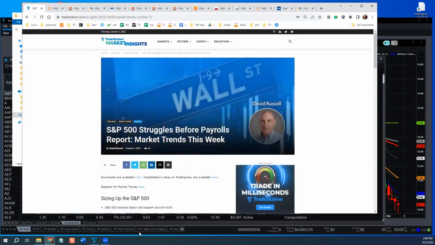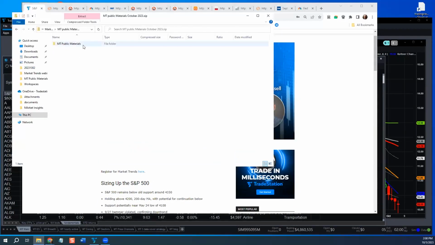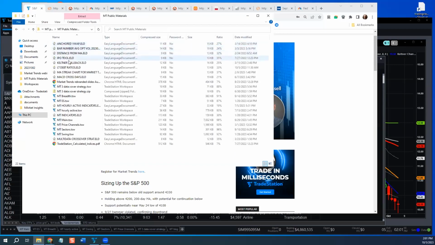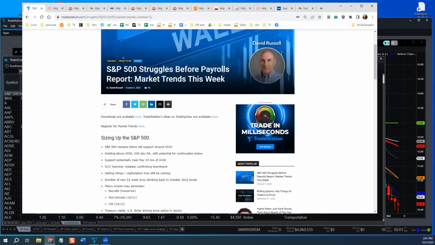For the new download, go here, and there's one addition I'm just going to show you. When you open this zip file, it's going to bring you to this folder called Public Materials. Inside of that, I've added one thing, LT debt ratios ELD, a new indicator I'm going to show you guys. It's just a refinement. With everything getting hammered based on debt, it's a good time to revisit that. All right, so look at the overall situation here at the S&P.